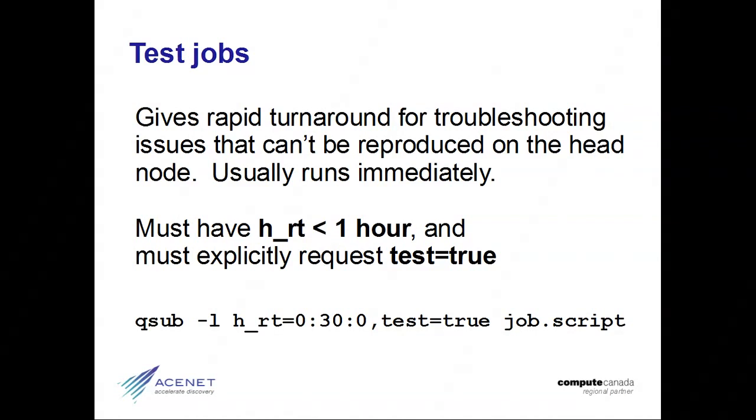A test job must have a runtime of 1 hour or less, and you have to explicitly say this is a test job, and you do that like shown on this slide. h_rt equals 30 minutes, which is less than an hour, comma test equals true. The reason for that is that somebody who has 1,000 one-hour jobs doesn't submit them all, and they all use up this test resource, and then you can't use it for the test purpose. So you have to explicitly request test equals true, and the time limit on the test resource is 1 hour.